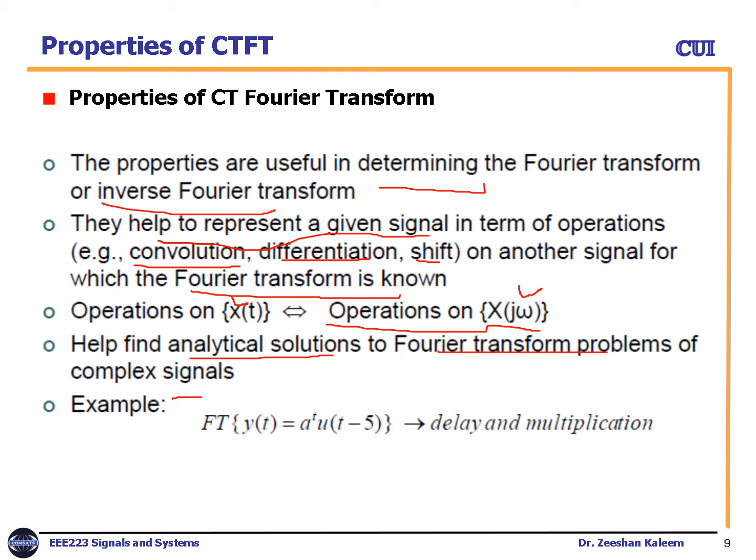For example, you need to find the Fourier transform of y(t) equals a t u(t minus 5). There are two parts: one is a delay and the other is a multiplication. So you can just separate them, multiply them, and then take the Fourier transform. It will make the process easier and reduce the complexity as well. These are some properties we will study here, and further on you can use them to solve a complex problem by breaking it into two or three problems and applying different properties. You can solve that problem easily.